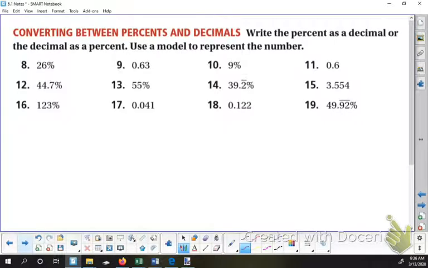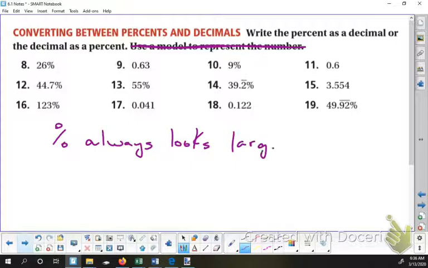Now these problems, all you have to do is write the percent as a decimal or write the decimal as a percent. I'm not going to have you write out a big long model, a box that's got 100 squares or anything like that in it. We're just going to go ahead and get to the point. So 26%, the percent always looks larger. They are actually the same exact number.